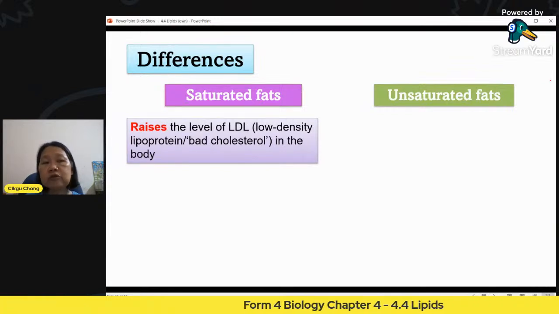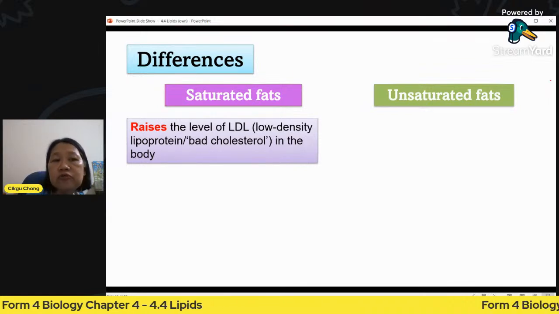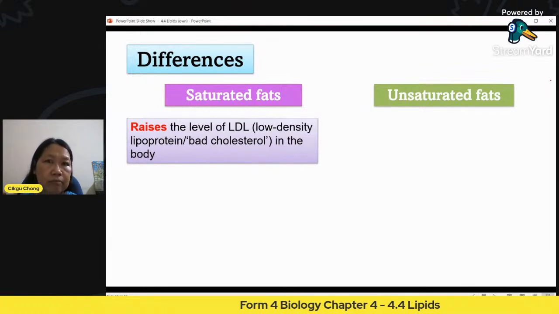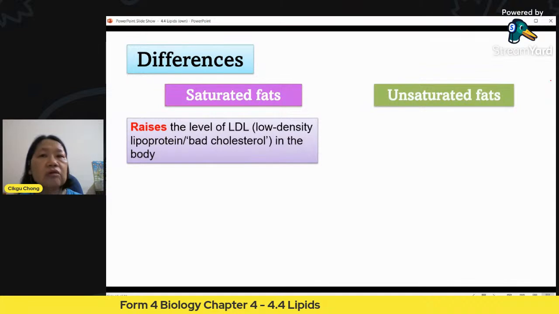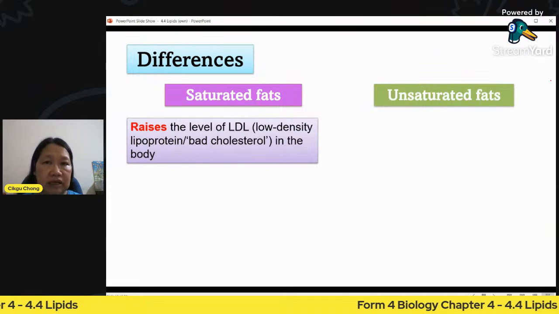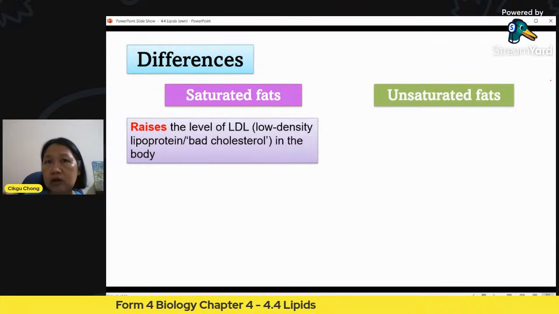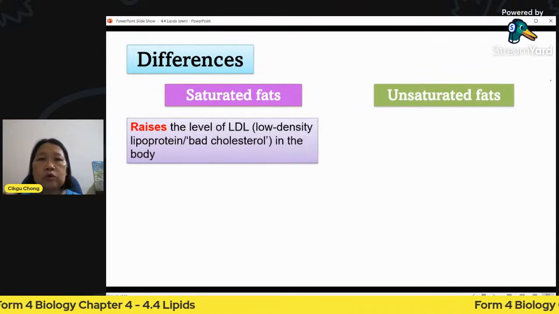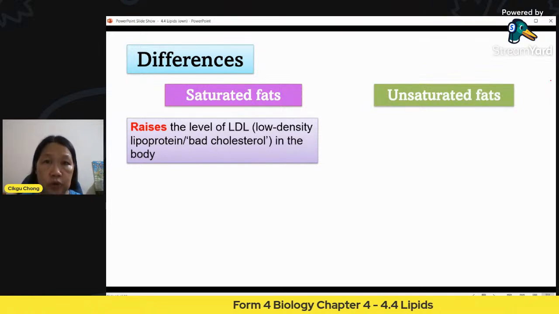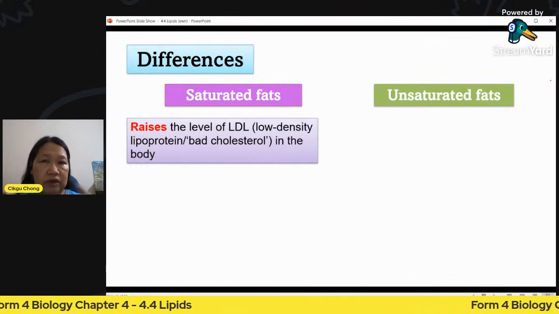Now, saturated fats are known to be not good for your health, because they are known to raise the level of LDL. LDL is the bad cholesterol, called low density lipoprotein. If your LDL level is high, that means you have a tendency to have cardiovascular diseases. It might clog your arteries, so you have high blood pressure, and that carries the risk of stroke. If it happens in the brain, you get a stroke. Your blood vessels will burst, they will rupture because of the pressure.